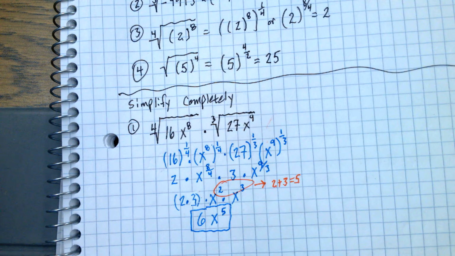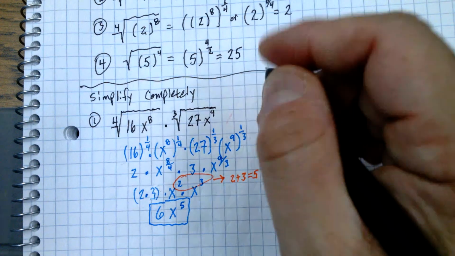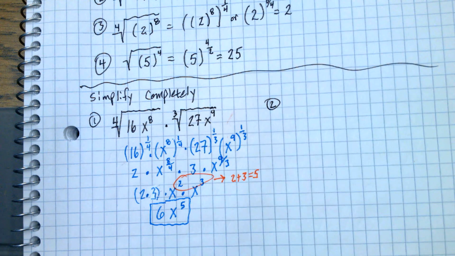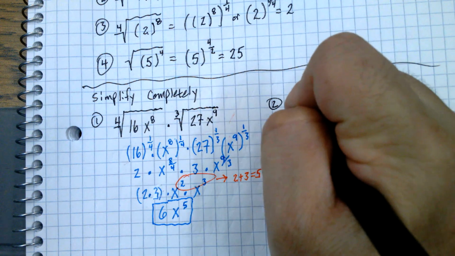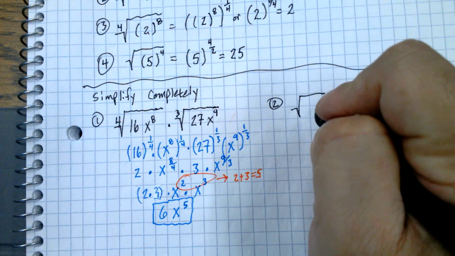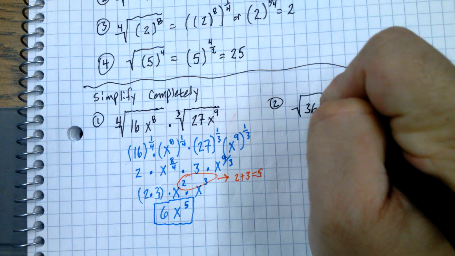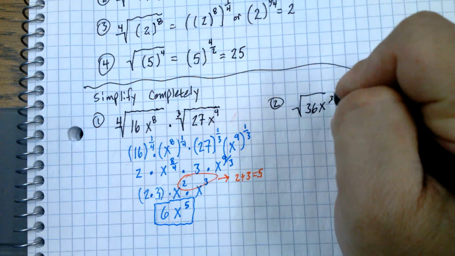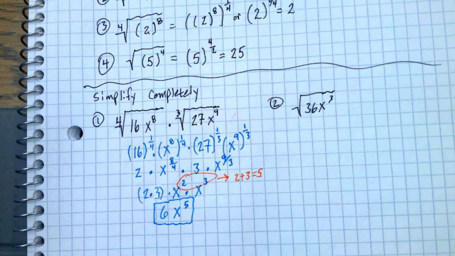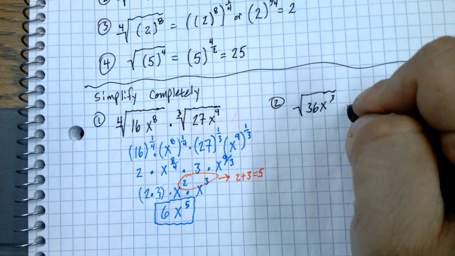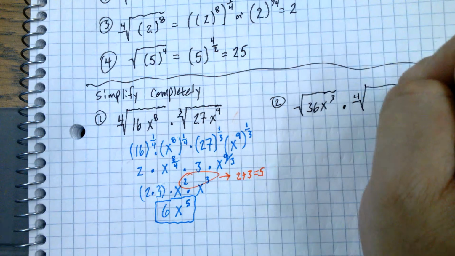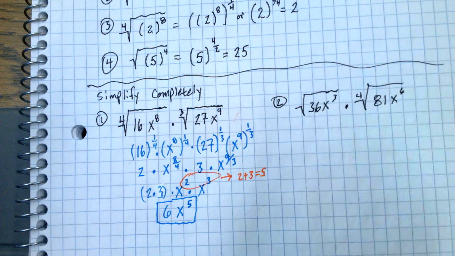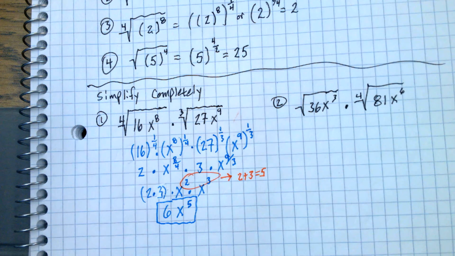Okay, let's try another one. Number 2. Okay, we have the square root of 36 x to the 3rd, okay, and then times the 4th root of 81 x to the 6th. Okay, go ahead and write those down.